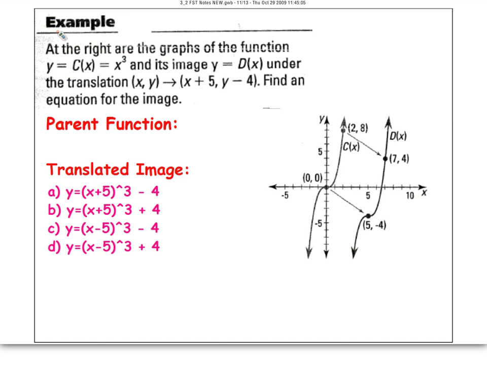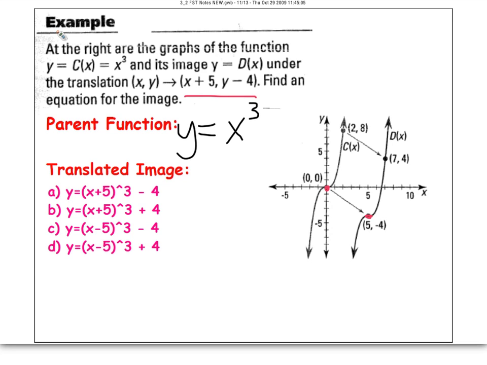Okay, let's do this one too. Again, we want to write the equation. Looking at this, we can see that c of x is x cubed. D of x is our new image here, and they want us to find the equation. They told me the translation rule here, but I can tell it's going from 0, 0 to 5, negative 4. So it went right 5, down 4. So right 5, down 4 makes sense. I do want to identify the preimage or parent function, which is y equals x cubed.